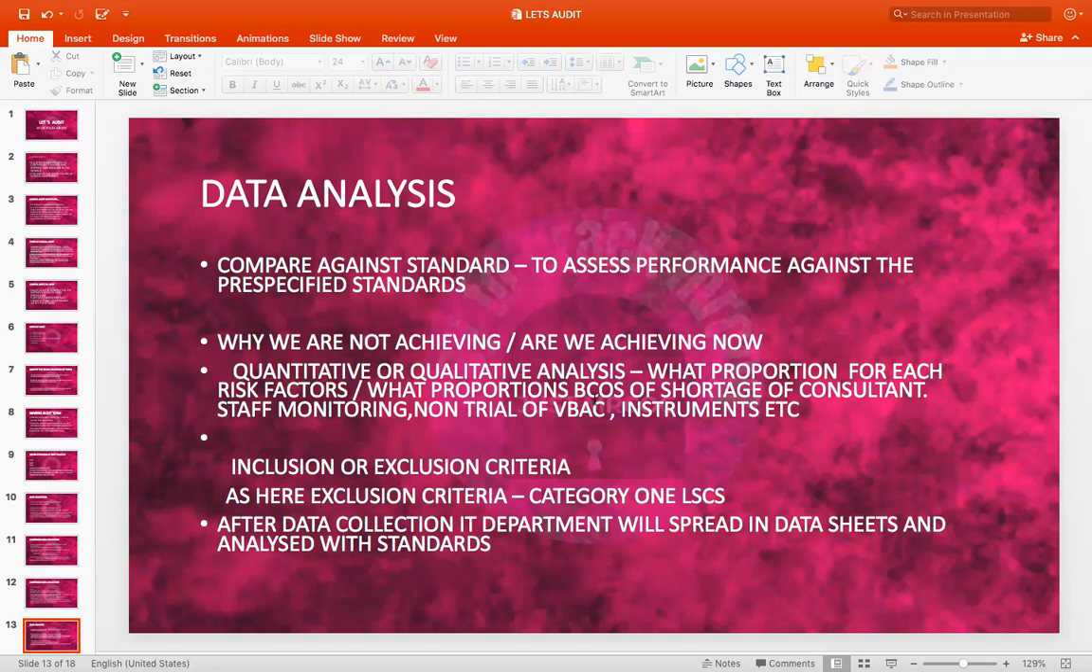So here you are going to say that in quantitative, what proportion for each risk factor, as I've already told you. And for qualitative, what proportion of surgeries or cesareans were because of shortage of consultants, because of lack of training, because of wrong interpretation of CTG, because of poor monitoring by staff.